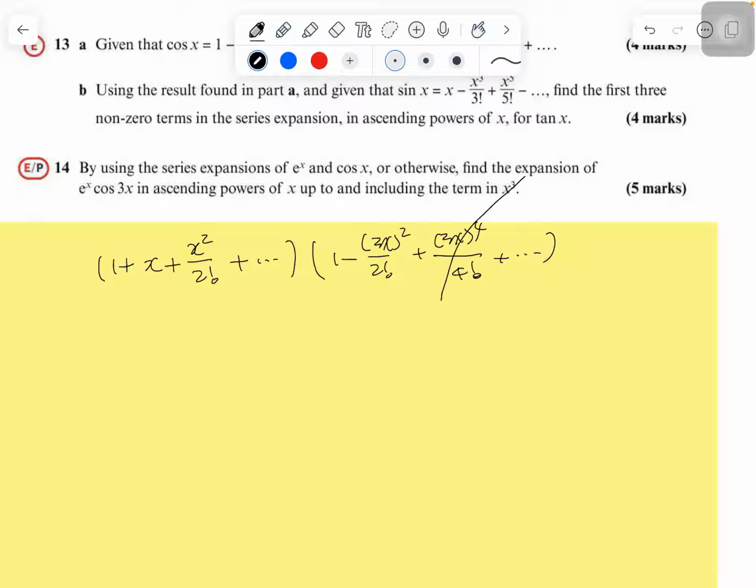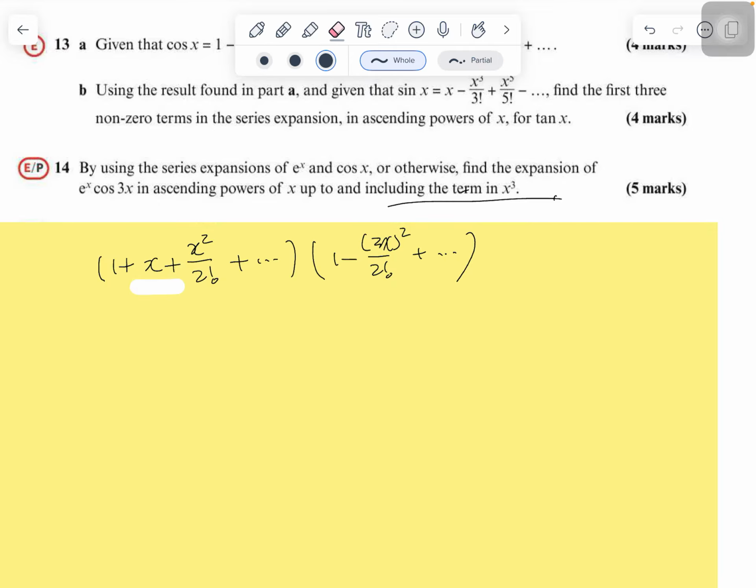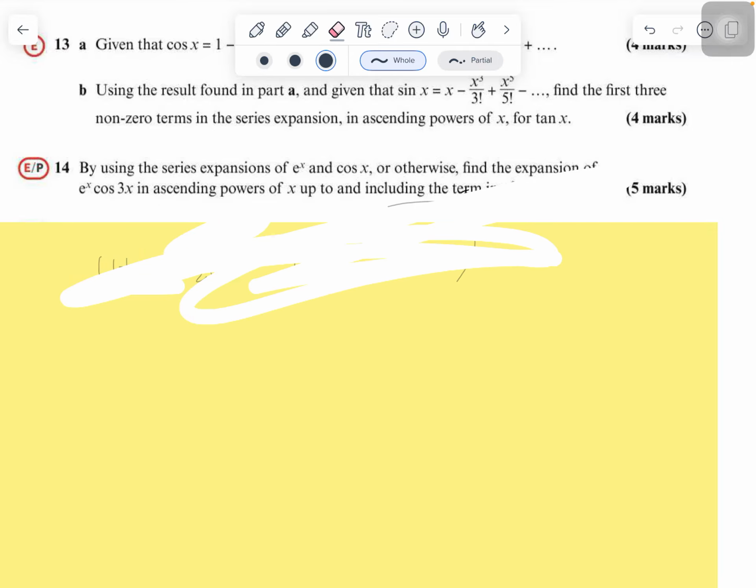So actually we don't need this because it's only up to x cubed. So anyway, here you can expand it step by step from the constant term, x squared term, and so on, like this. Then you will find out.